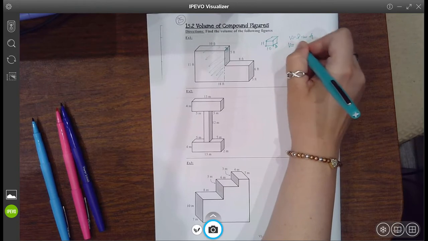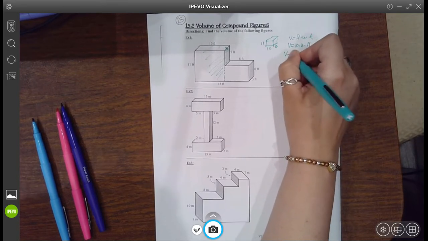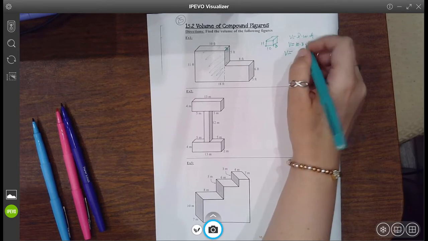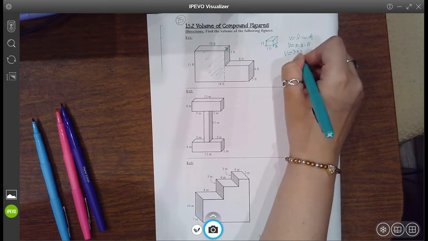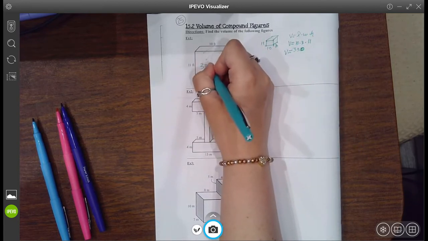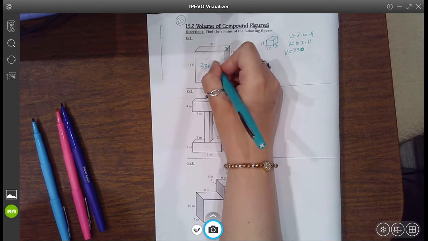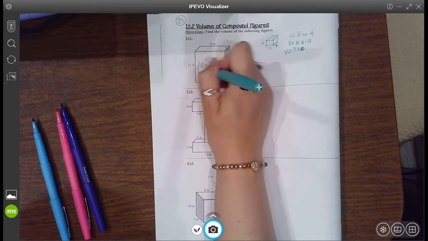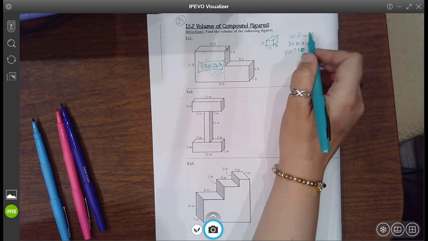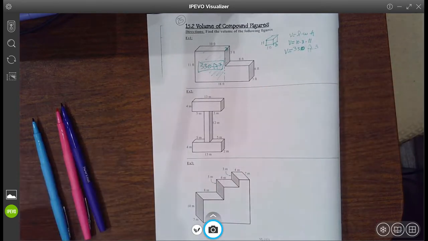So finally, I have it all. Length times width times height. You get a total volume of 330 for this guy over here. And is volume feet squared, or feet cubed? It's feet cubed because you have length times width times height. So feet times feet times feet is feet cubed, or cubic feet.